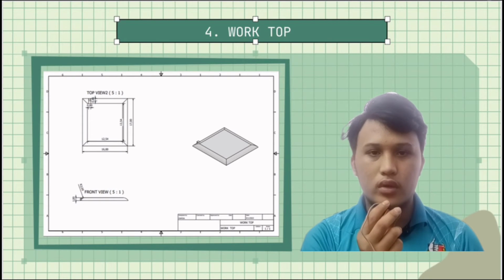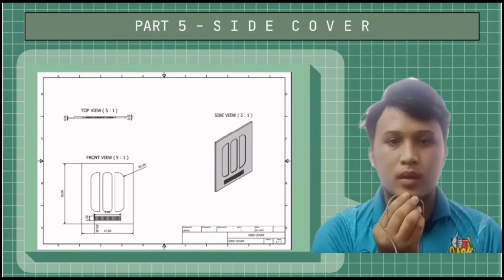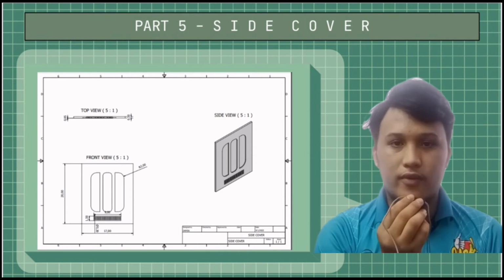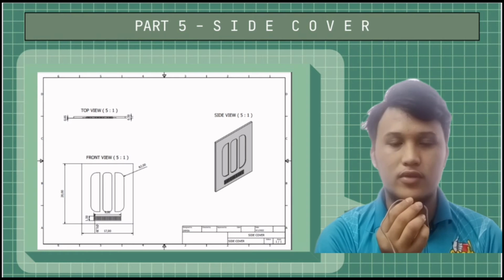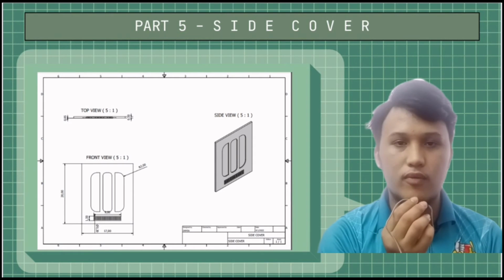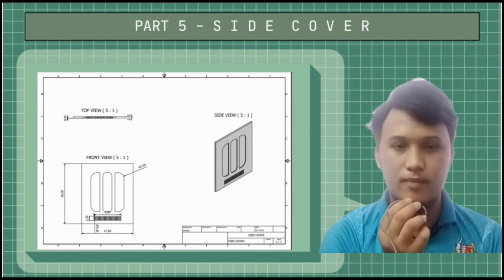Part 4 is the worktop. The function of this part is for the top cover of the washing machine. It has the dimension of 17 x 16 x 1 mm. Part 5 is the side cover. The function is for both the left and right cover of the washing machine. It has the dimension of 17 x 20 x 0.5 mm and has the air ventilation system.